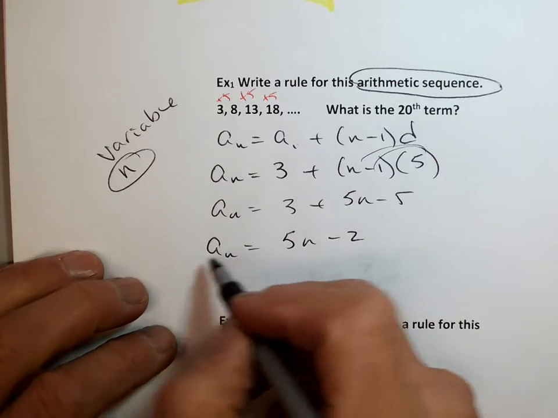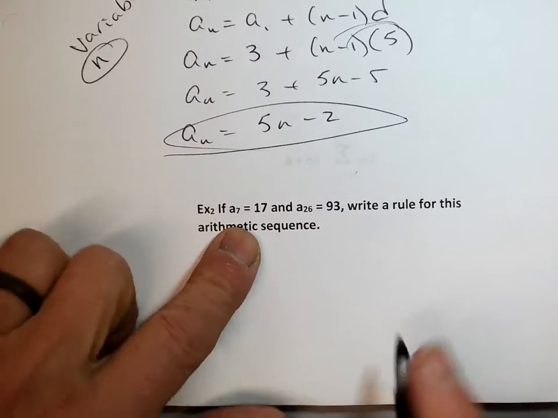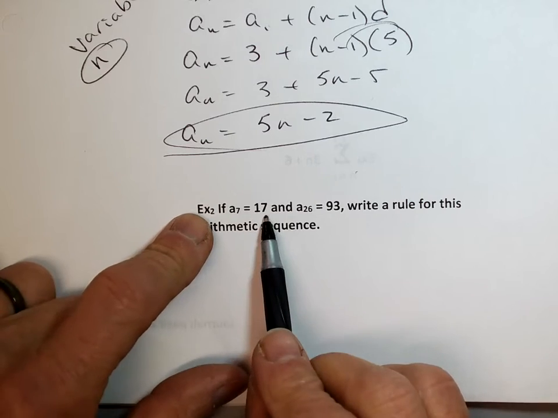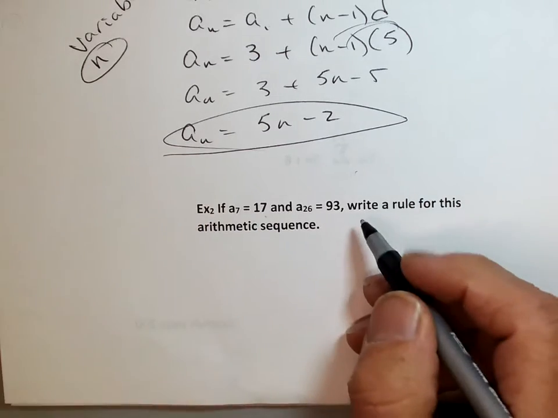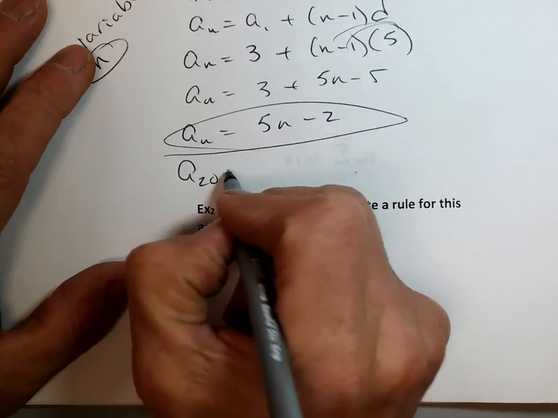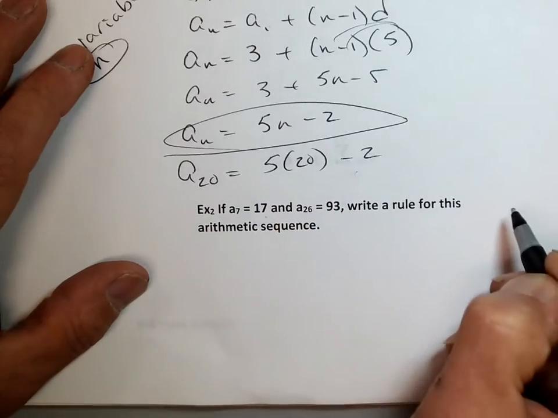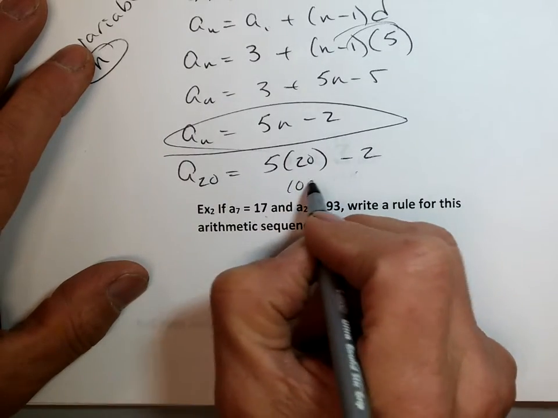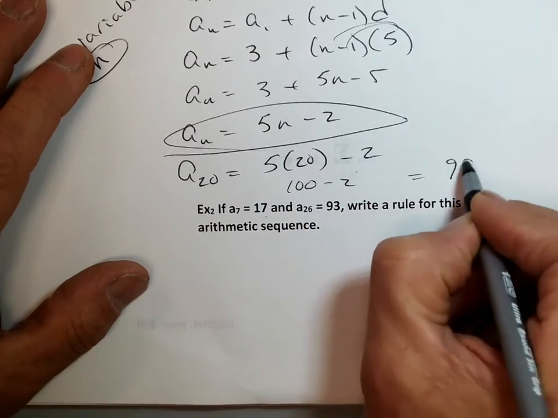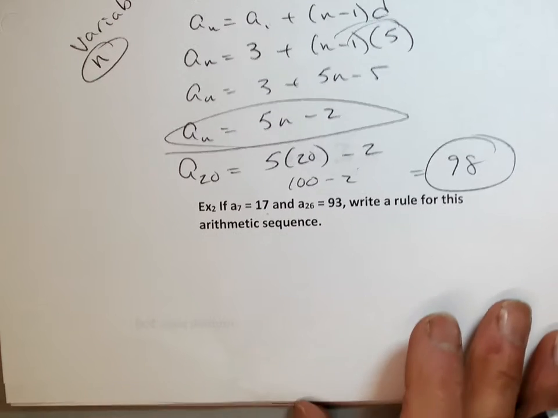Awesome. Now, example 2 is a little bit different. But first, the 20th term, well, that's easy, right? I'm going to go A of 20, which is 5 times 20 minus 2, which is 100 minus 2, which is 98. Thanks, Austin. Somebody else said it too. Thank you, Julia.